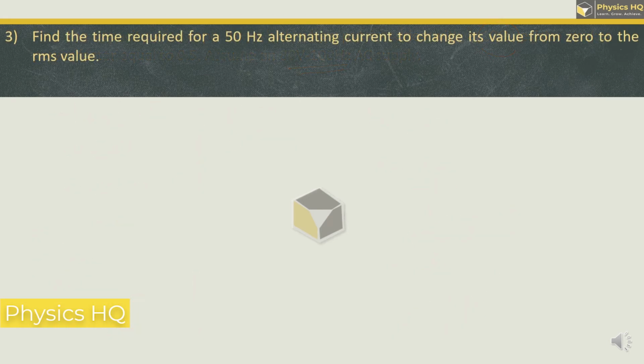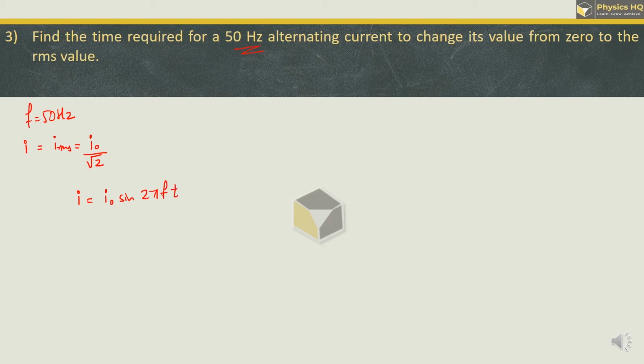Find the time required for a 50 Hz alternating current to change its value from 0 to RMS value. So frequency is given as 50 Hz and the value of current is becoming equal to RMS value, and RMS value is nothing but I0 by root 2, where I0 is the peak value. Let us write down the instantaneous equation of current. I equal to I0 sine of 2 pi F into T. We have to find the time when current becomes I0 by root 2, which is IRMS.